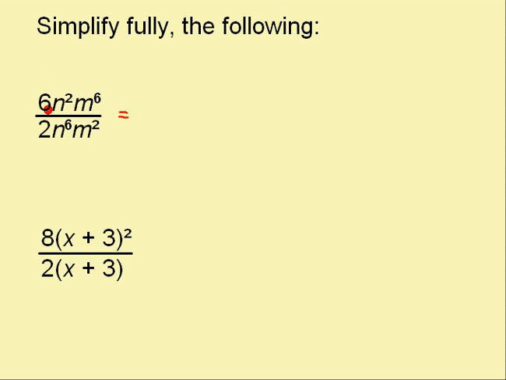I start with 6 divided by 2, and 6 divided by 2 is 3, so I write that down. Then I've got n squared divided by n to the power of 6. To do this, I subtract the powers. 2 take away 6 is minus 4, so I've got n to the power of minus 4. Then I've got m to the power of 6 divided by m to the power of 2. I subtract the powers again. 6 take away 2 is 4, so I've got m to the power of 4. And this would be my answer.